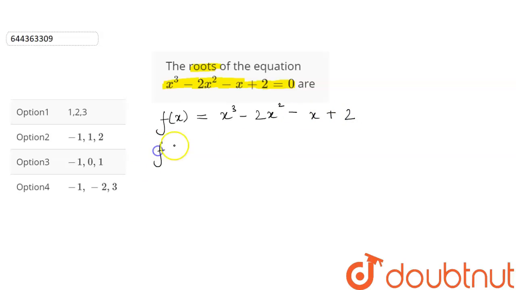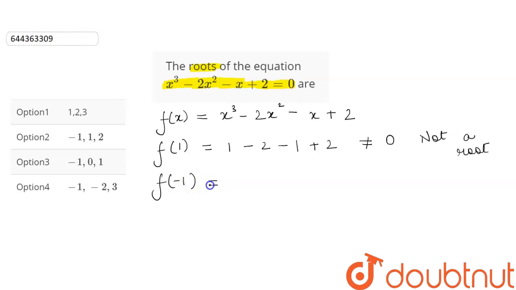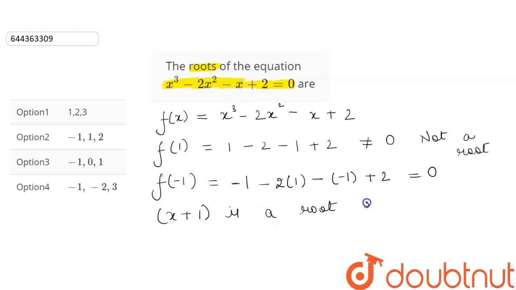So if we put the value of x as 1, we get 1 minus 2 minus 1 plus 2, and this is not equal to 0. So this is not a root. But if we put the value of x as minus 1, we get minus 1 minus 2 into 1 minus of minus 1 plus 2, and this is equal to 0. So from here we say that x plus 1 is a factor of f of x.